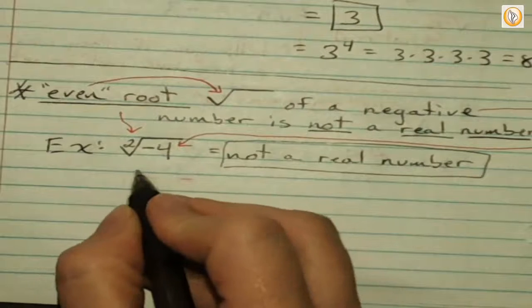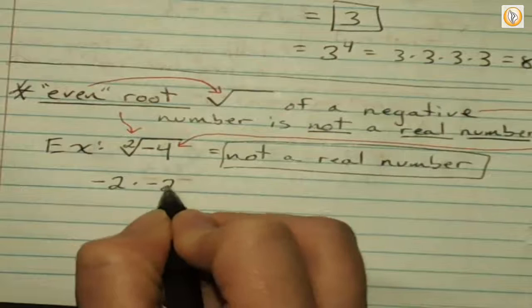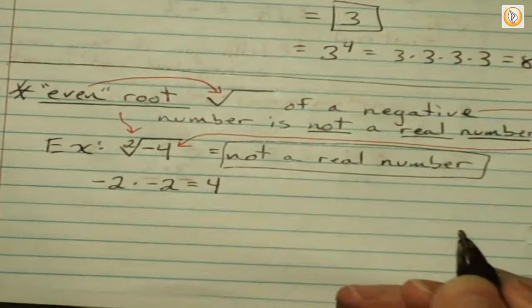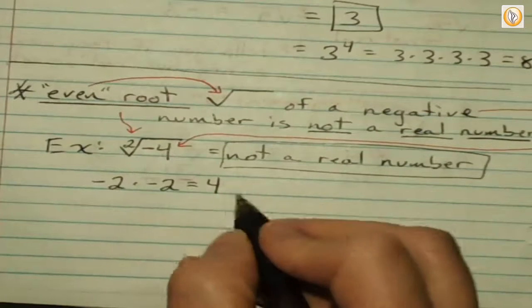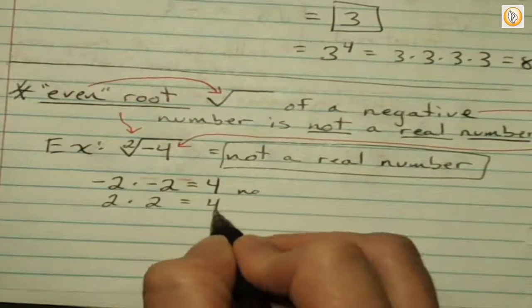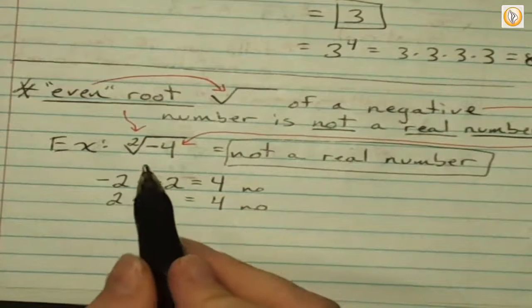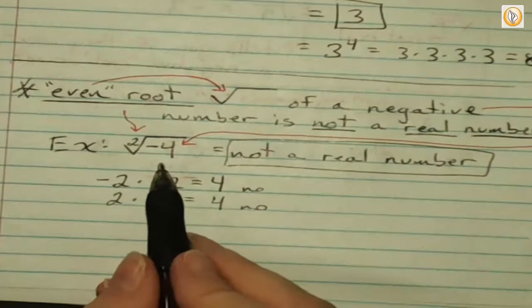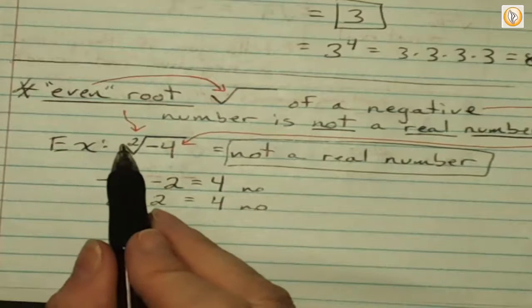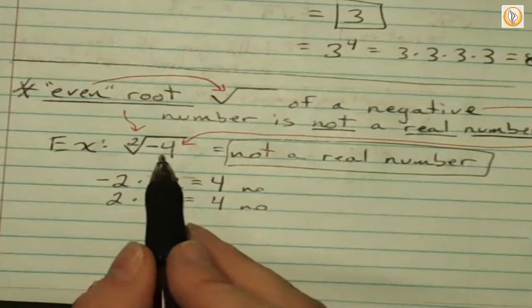Because -2 times -2 gives me a positive. That's not going to give me a negative radicand. And of course, 2 times 2 gives me a positive. It doesn't work. So there's no number that times itself an even number of times is going to give you a negative radicand.